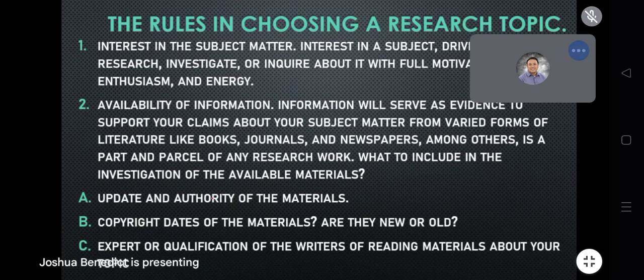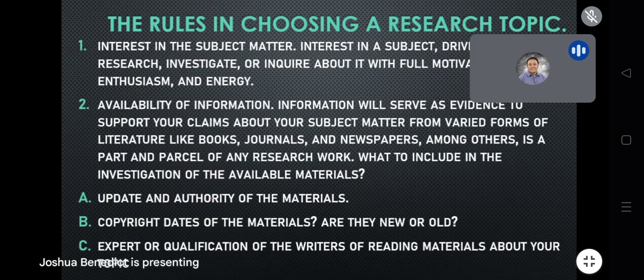Now, in some cases, depending on the orientation of the school and the professor on research, there are some exemptions wherein the institution allows 10 years. But in my case, 5 years po tayo. Alright?